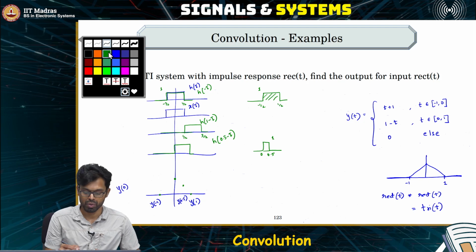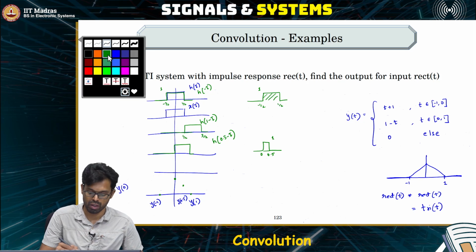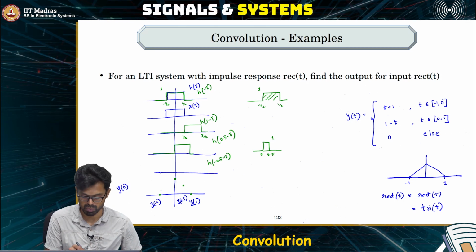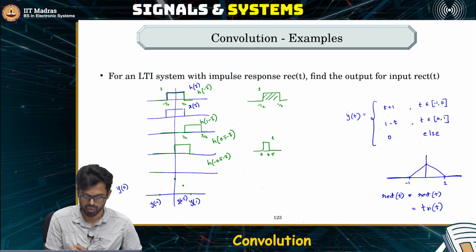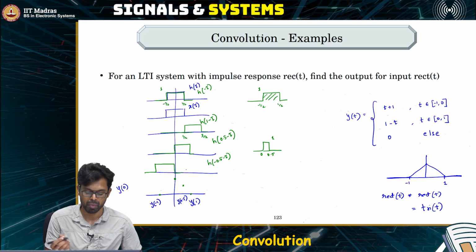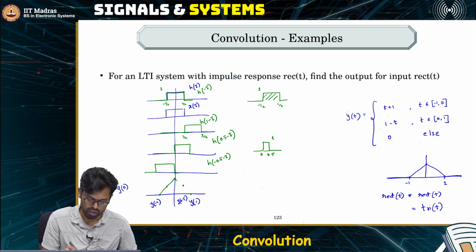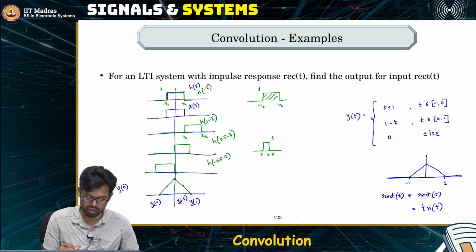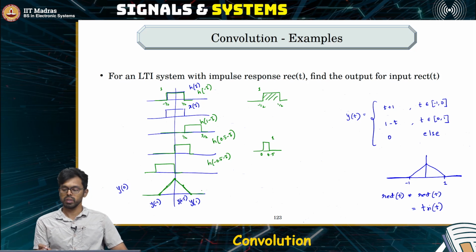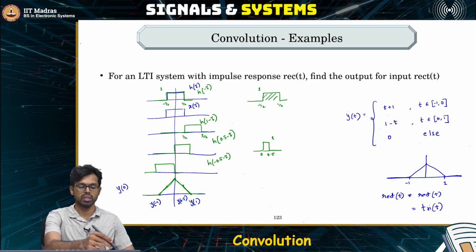Similarly, if you want to find out h of minus 0.5 minus tau, shifted by minus 0.5 times. In other words, this is the signal you get. Once again, we have the area to be 0.5. So we get the triangular signal very easily when we graphically convolve. So what turned out to be a long process analytically turned out to be a very simple process when you graphically convolve. Okay. So let's see another example.